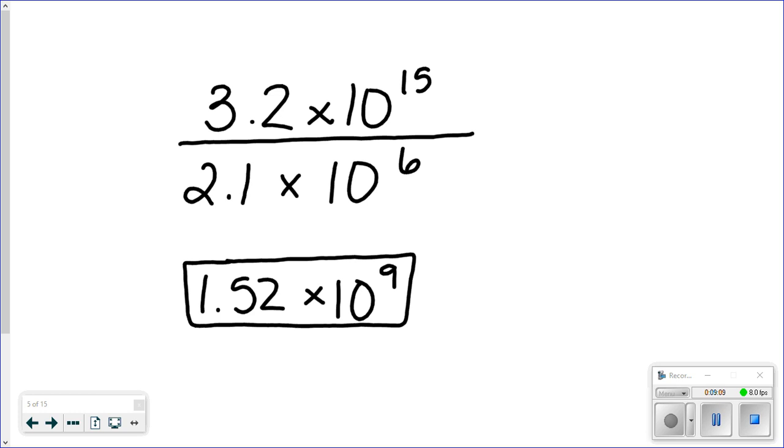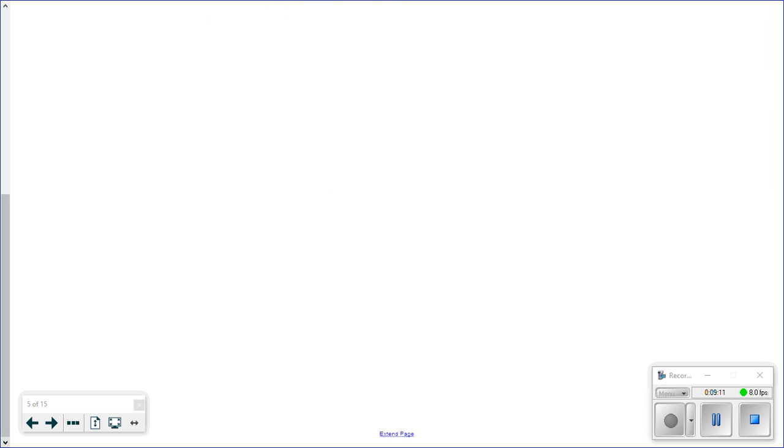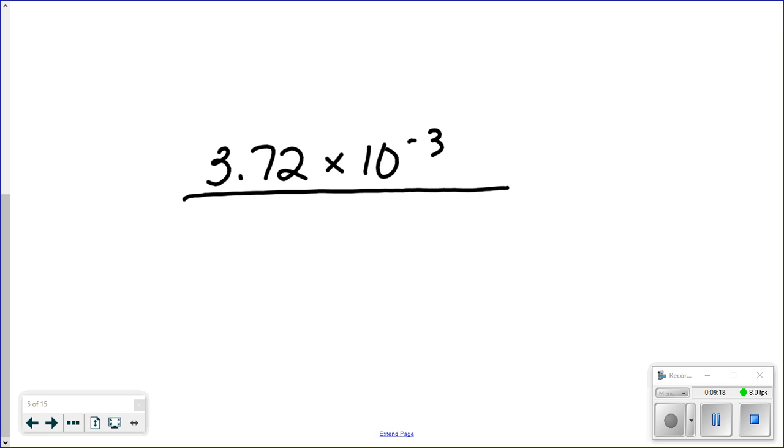You might come up with one that may have negative exponents. I always want to do 3's and 2's. Let's do something different.